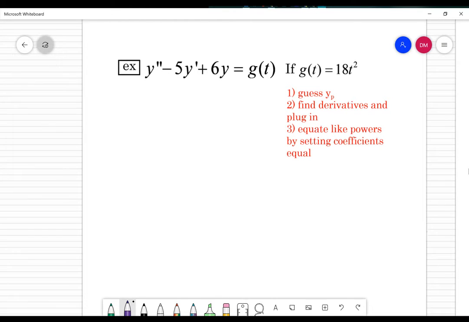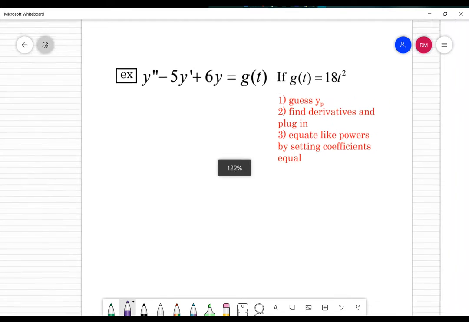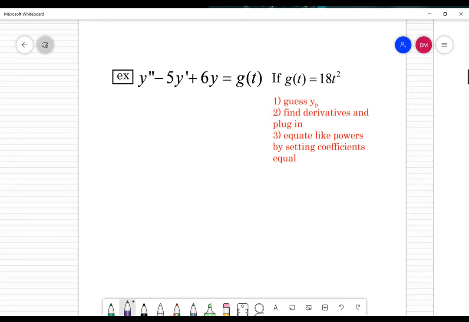Welcome to this second video on 3.8, method of undetermined coefficients. We will go through a couple of examples here, mainly just to establish what the guess should look like for y sub p. If you remember the left side of this differential equation from class, we already solved the characteristic equation and found a y sub h of c1 e to the 2t plus c2 e to the 3t.